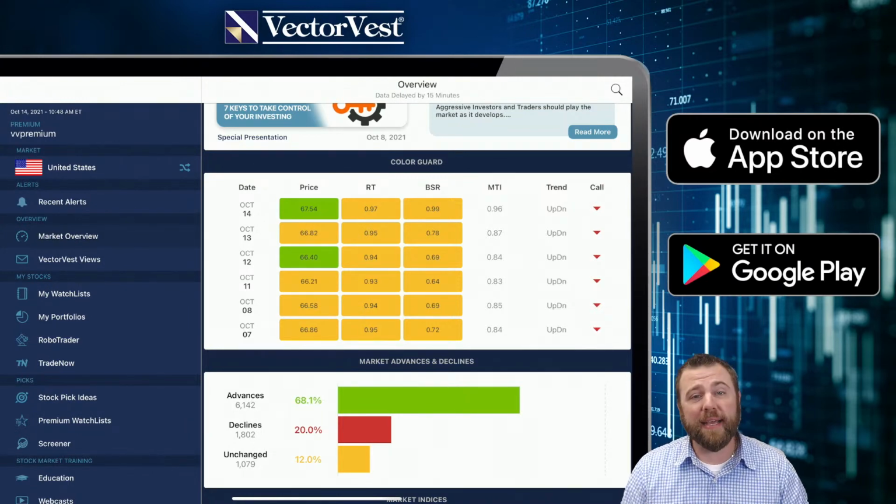Okay, so getting into the color guard here today, as we can see, that green light showing up in the price column, the price is based upon the VectorVest composite. Now, the VectorVest composite, for anybody brand new to this, is an arithmetic indexed average of about 8,800 stocks in the US market. And this gives you a better representation on what's actually going on in the market, because it's not just looking at the Dow's 30, the Nasdaq's 100, or the S&P's 500, but it's looking at 8,800 stocks in the US market. So, as we can see, that green light definitely is something that we want to pay attention to here today.